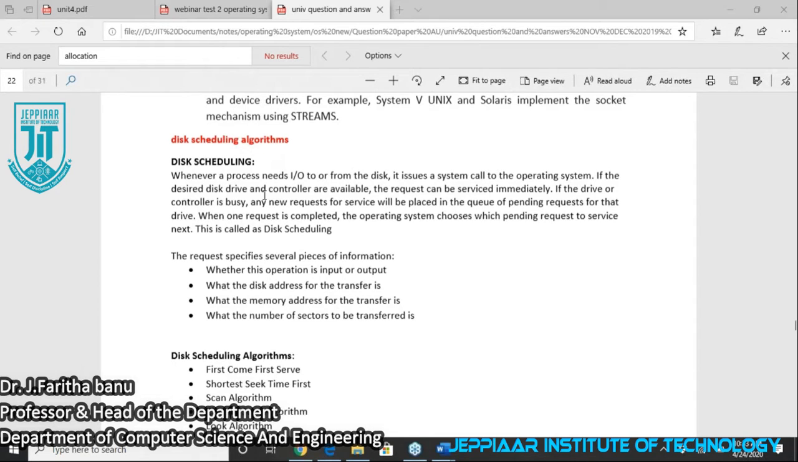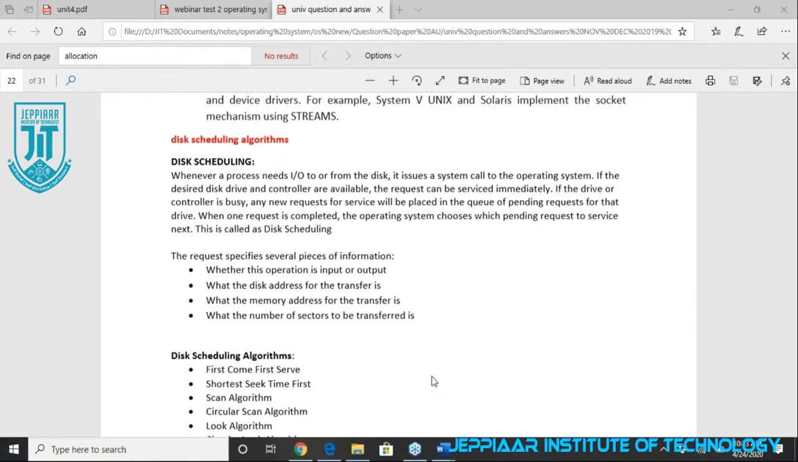Whenever a process needs an IO or wants to read a file from the disk, it gives a service call to the desired disk and asks for a read or write. If the disk drive is free, it serves this request immediately, or it has to wait. When the drive becomes ready, it performs the particular task of reading or writing.